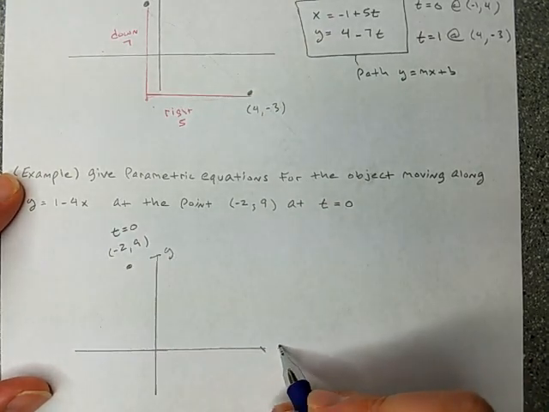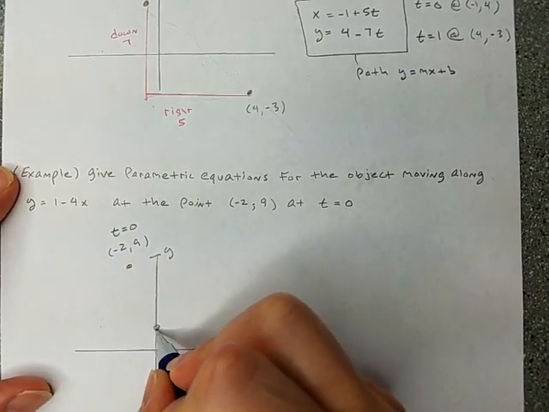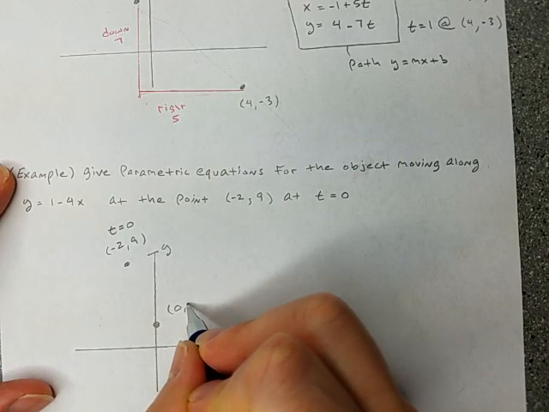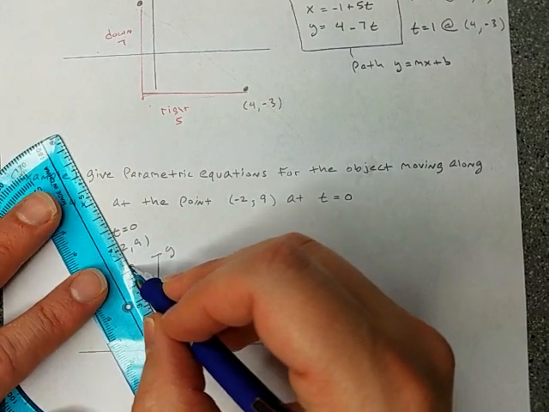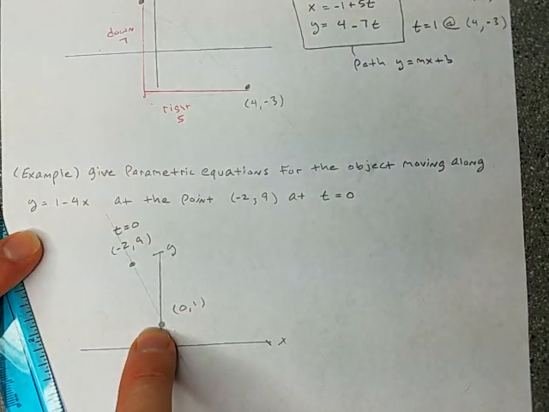Okay, so here's the y-axis. Where does this hit the y-axis? It hits the y-axis at 1, so maybe like that. Okay, so let's say we're moving to the point (0, 1). All right, so yes, there would be motion along this line. I'm going to put you here at t equals 0 and there at t equals 1.